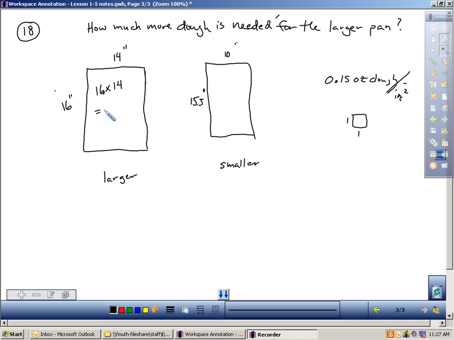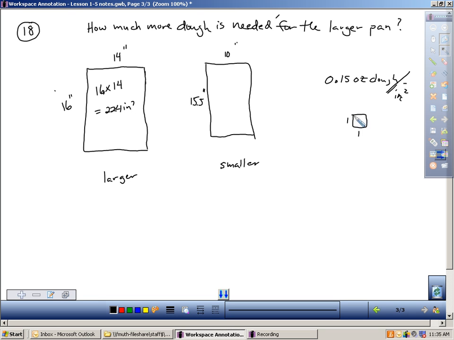So let me do that real quick. Grab my calculator. Got to go to my desk and grab it real quick. 16 by 14. Actually, I ought to be able to do that in my head. That'd be 160 and 64. That should be, what, 224? Let me double check my math. 16 times 14. 224. Okay, so I do have that. So this pan has 224 square inches in it.